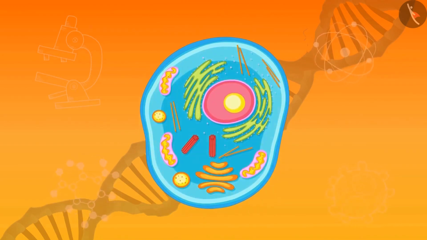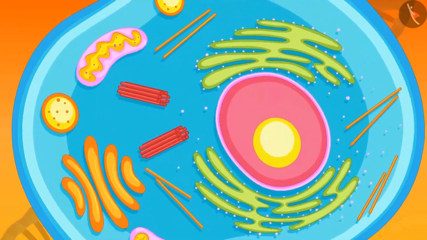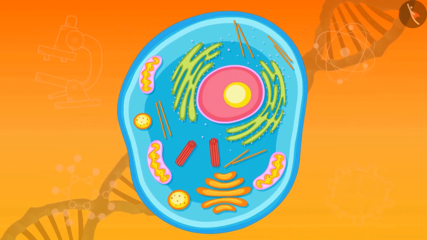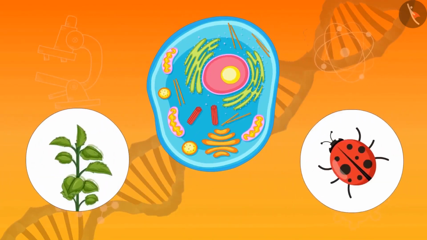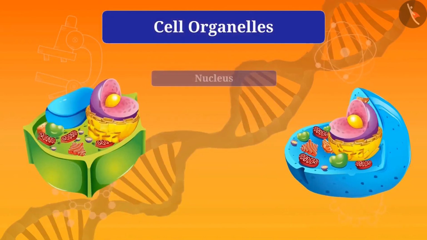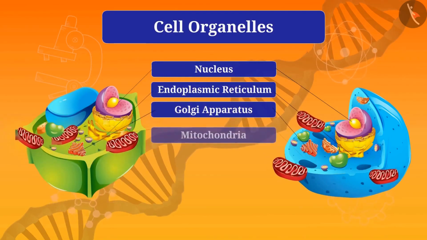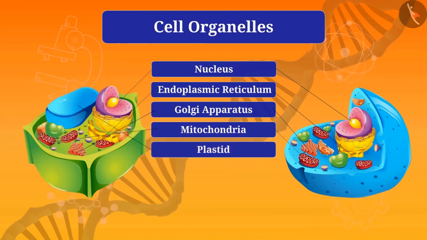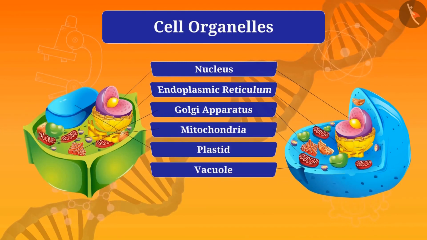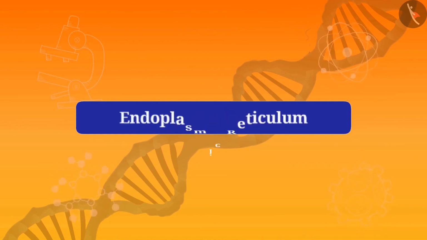All eukaryotic cells use small membranous structures called cell organelles to perform their metabolic or chemical reactions and help in work done in the body of multicellular complex structures such as plants and animals. These are cell organelles: nucleus, endoplasmic reticulum, Golgi apparatus, mitochondria, plastids and vacuoles. We have already learned about the nucleus. Now we will learn about the endoplasmic reticulum.